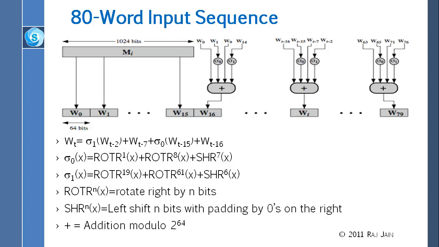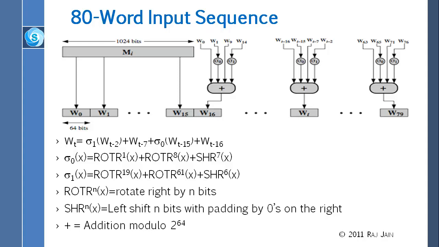What are these two functions? Sigma 0 and sigma 1 is that rotate by 1 bit x, rotate by 8 bit x, and then shift left. SHR is left shift by n bits. So this should be shift. Anyway, SHR is left shift by n bits and padding 0 on the right. So you do all this shifting and rotating, and that's how you create all these words.